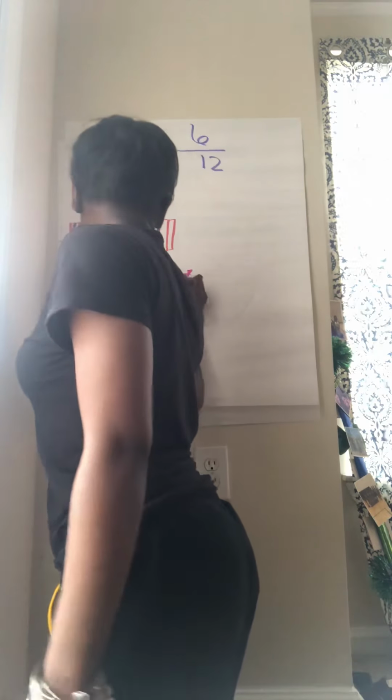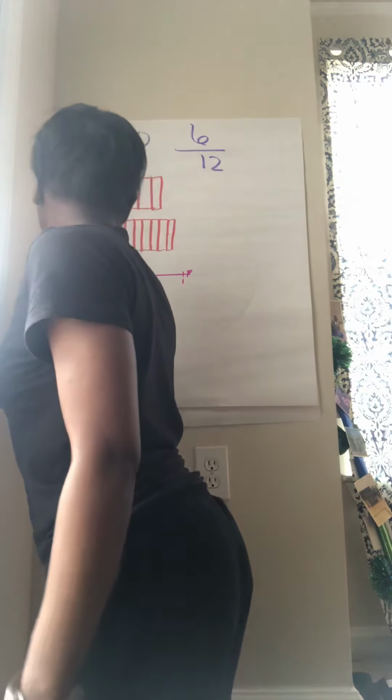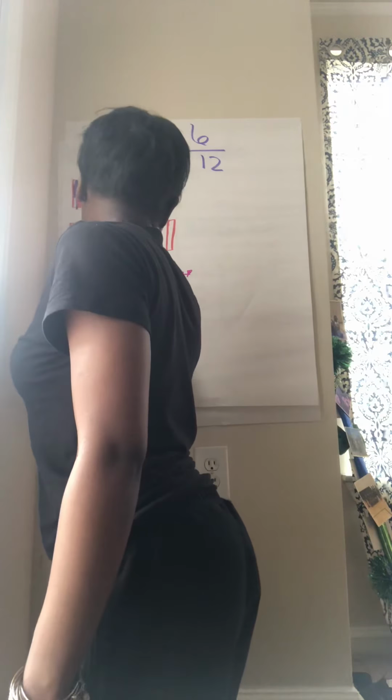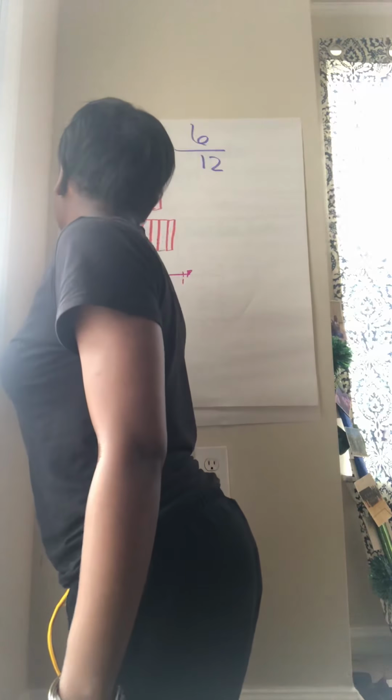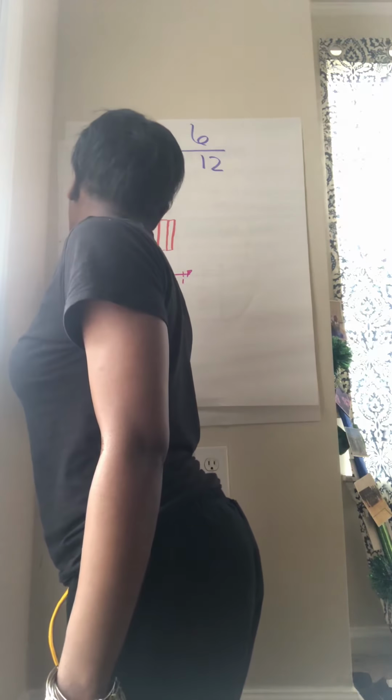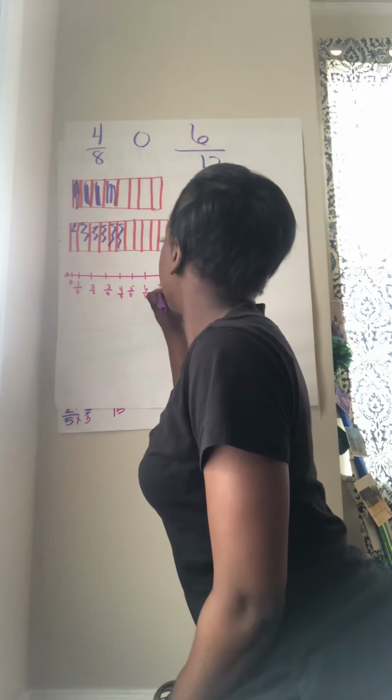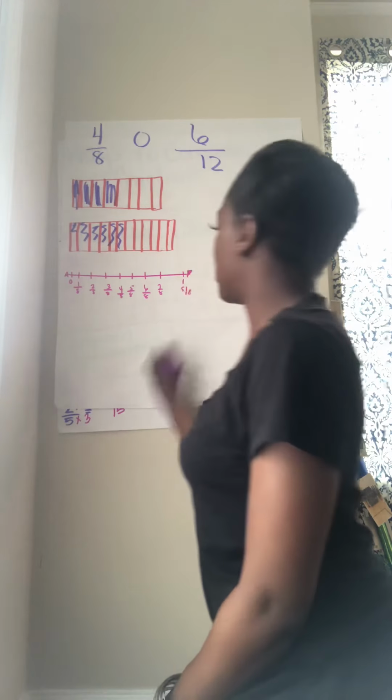So here's my number line, and this way is the long way, so I probably wouldn't suggest to do this, but it's okay if you need to. So 1, 2, 3, 4, 5, 6, 7, and then 8. So that is 1/8, 2/8, 3/8, 4/8, 5/8, 6/8, 7/8, and then 8/8, which is a whole.